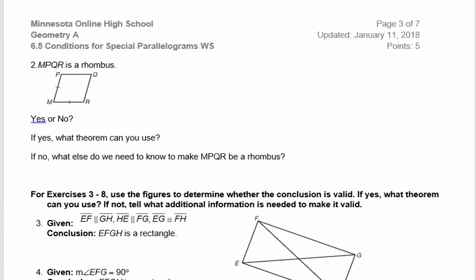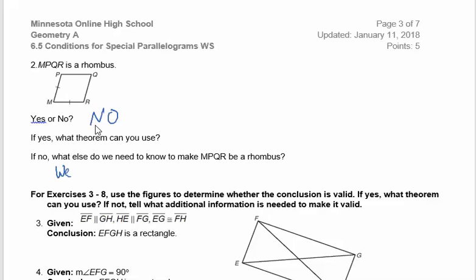Okay, let's see if this is a rhombus. So first you have to know that it's a parallelogram. Let's see, we know that MP is congruent to MR. That's all we know, nothing else is marked. So this is, no, it's not enough information.